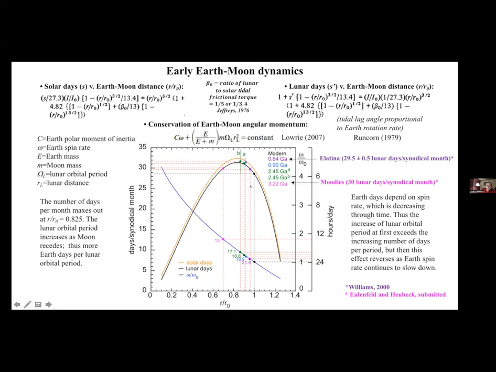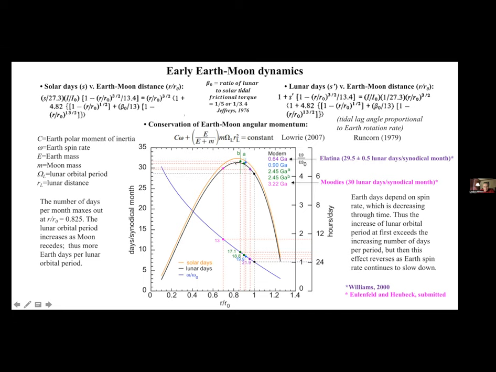So this shows the projection of what days per lunar month should be for different Earth-moon distances. And this blue curve shows what the rotation rate should be, assuming conservation of Earth-moon angular momentum. So, a busy slide. These are the equations that are relevant to these three curves. So I tried to plot up these different tidalites.